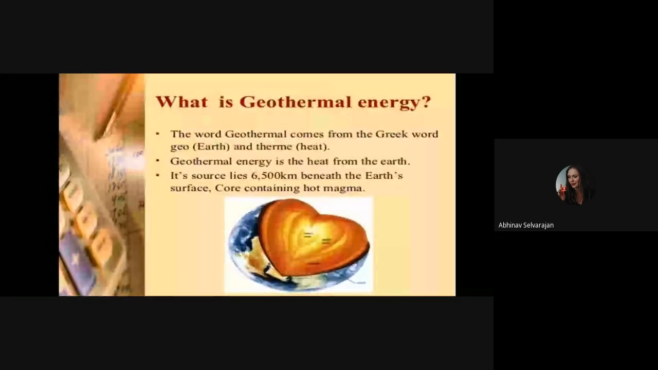Geothermal energy is the heat from the earth. It soars like 6,500 km beneath the earth's surface, the core containing hot magma. Heat energy comes from rocks and fluids under the earth's crust, not only the crust, magma also. This heat energy is called geothermal energy.